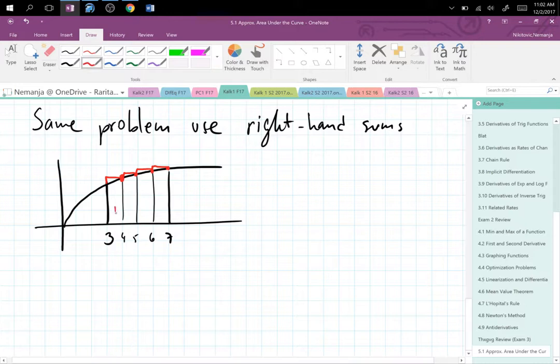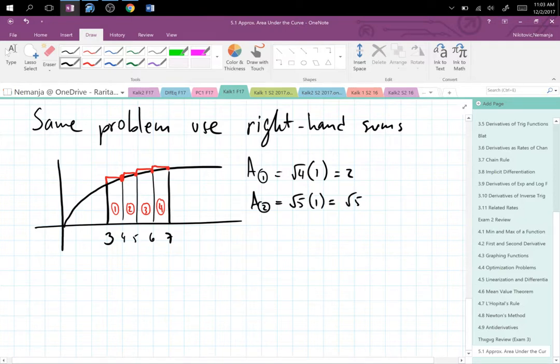So now we have our rectangles 1, 2, 3, and 4. Area of the first one is going to be, now we are computing at the right hand side, so square root of 4 times 1, that's 2. Area 2 is square root of 5 times 1, which is root 5. Area 3 is root 6 times 1, which is root 6. And area 4 is root 7 times 1, which is root 7. So note that when we did the right sums, we never used 3, but we did use 7.